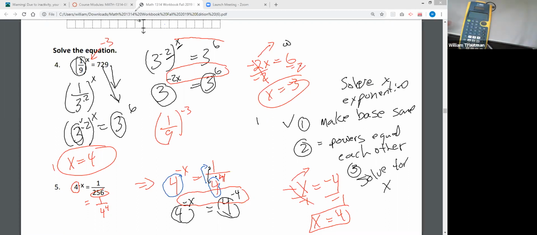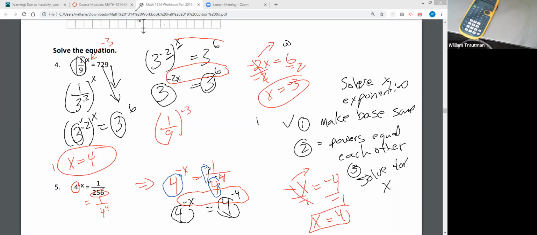On my calculator, when I do a fraction like that, I'm going to put it in parentheses, 1 divided by 9, and I want to raise it to the -3 power. So I have that. And when I hit enter, I get 729.